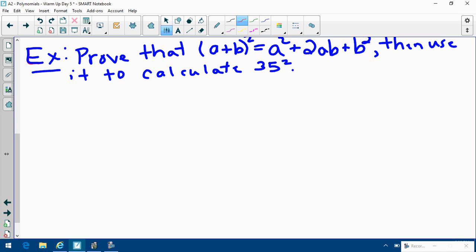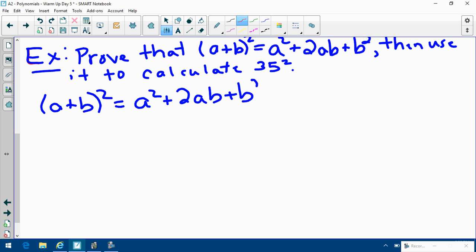Okay, so for the first part of this, we're just verifying. So I'm just going to rewrite (a plus b) squared equals a squared plus 2ab plus b squared. And if I'm going to verify this, I've got to draw that wall. I can't cross the wall, remember. And there's nothing I can do on the right-hand side, nothing to combine. For the left-hand side, I can multiply out. I can actually do what (a plus b) squared is.